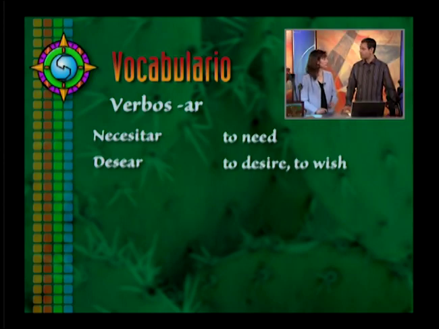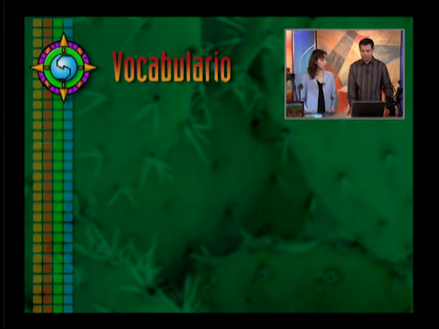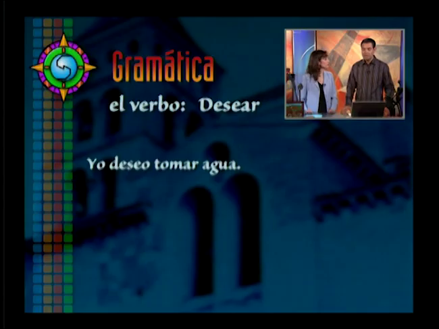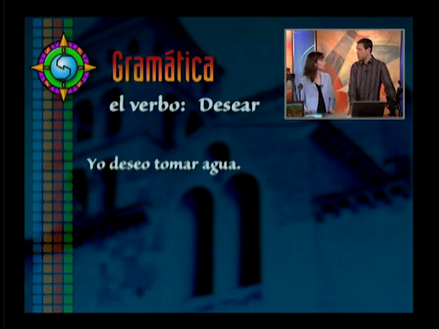So we'll have to practice those. Let's do a few of those just to make sure we get it. All right, so we have the verb desear, okay? And notice that it says yo deseo tomar agua. So desear means to desire or to want something. And tomar means to drink. So deseo tomar agua means I wish or desire to drink water, okay?